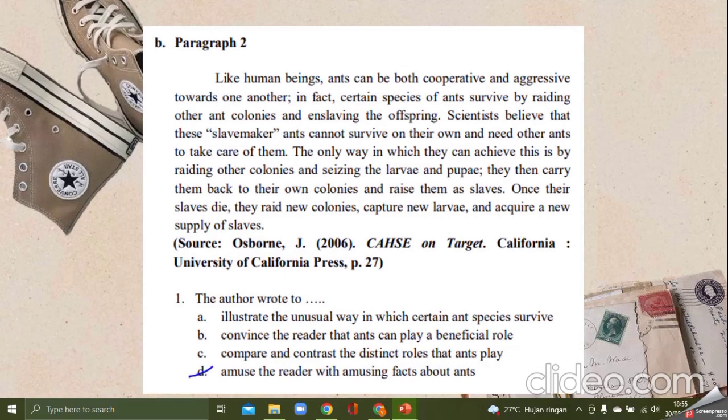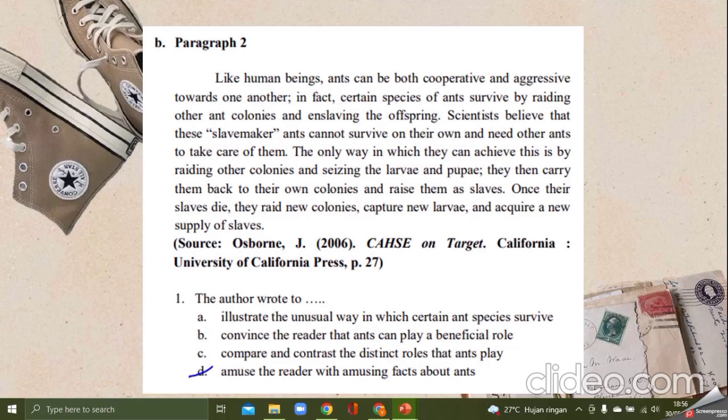Paragraph 2. Like humans, ants can be both cooperative and aggressive toward one another. In fact, certain species of ants survive by raiding other ant colonies and stealing their offspring. Scientists believe that these slave-makers cannot survive on their own and need other ants to take care of them. The only way they can exist is by raiding other colonies and stealing their larvae and pupae, and carrying them back to their own colonies to raise them as slaves. Once their slaves die, they raid new colonies, capture new larvae, and acquire a new supply of slaves.